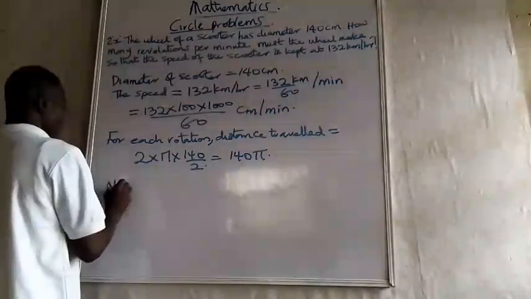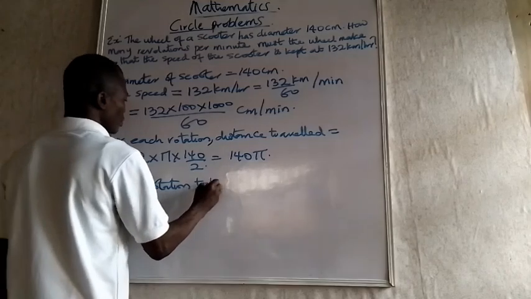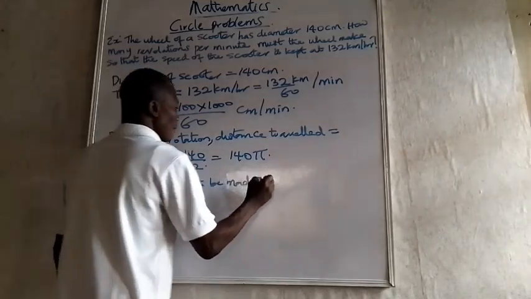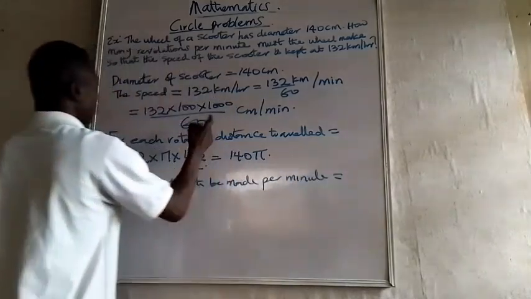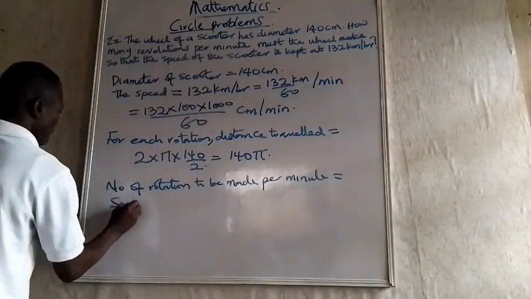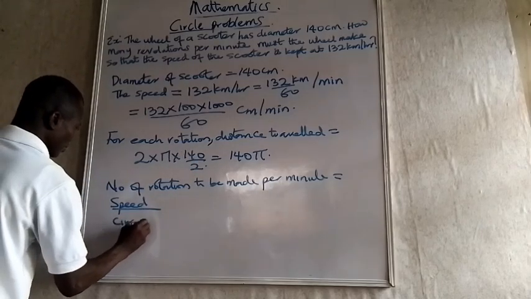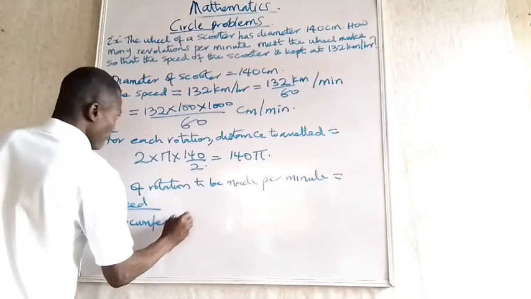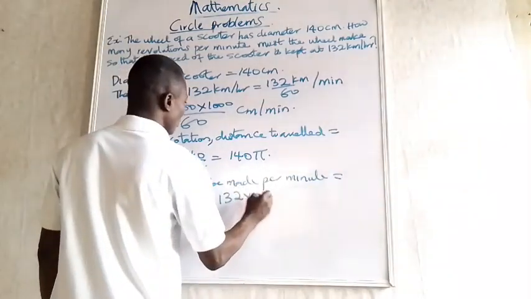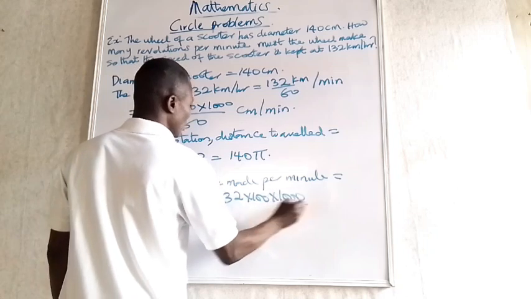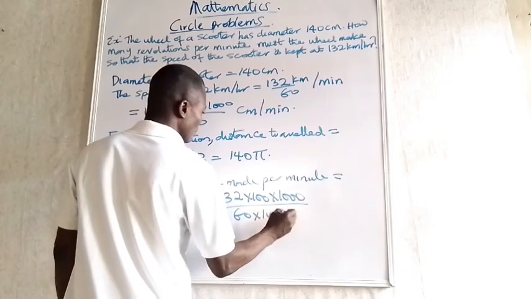Number of rotations to be made per minute will be equal to speed divided by circumference, and that will be 132 times 100 times 1,000 divided by 60 times 140 times pi.